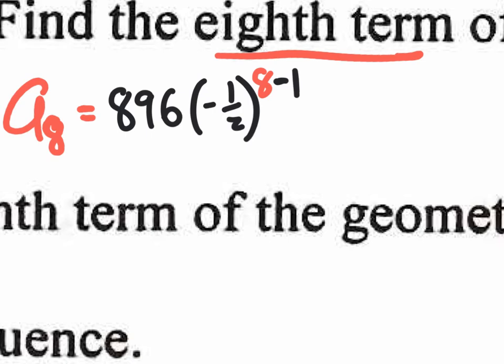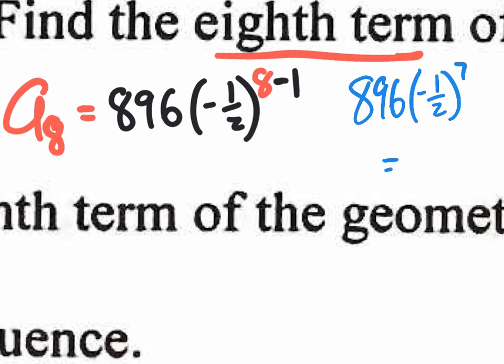I'm going to rewrite it, and I'm going to use the calculator. So when I rewrite it, it's going to be 896 times negative 1/2 to the power of 7. If I do this on the calculator, it'll actually give me the 8th term on this sequence. And if you type that all in correctly on a calculator, it'll give you the answer to be -7. So believe it or not, your 8th term on this list is -7.